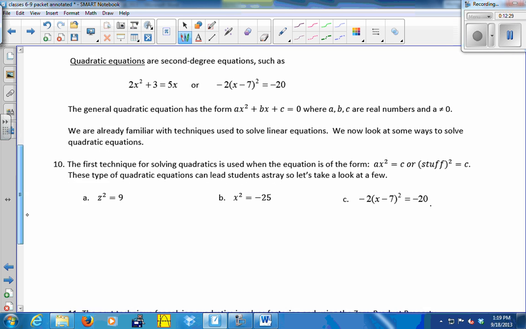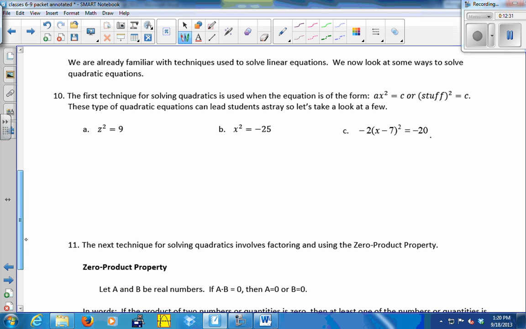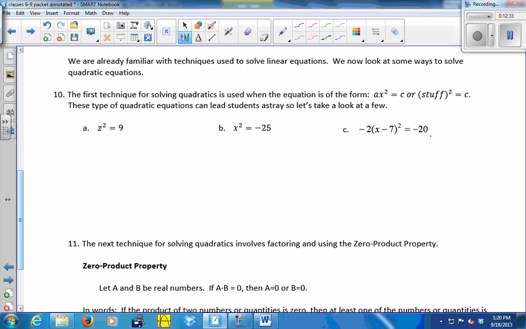So we're familiar with techniques used to solve linear equations. We reviewed that earlier in the course. Now we're going to learn some techniques for solving quadratics. So the first technique is used when you can make the equation look like ax squared equals c, or some stuff squared equals c. If you can have some stuff squared equals a number, that can be solved by taking square roots, using the square root property.